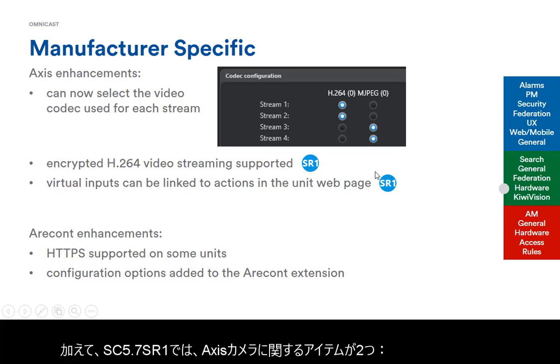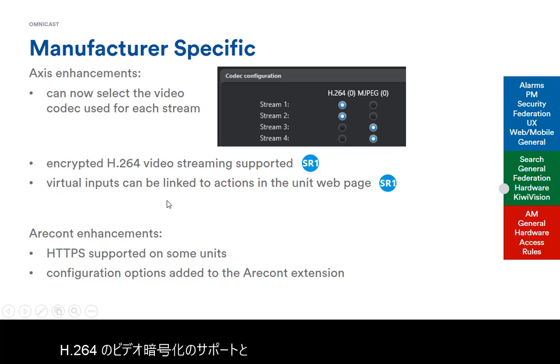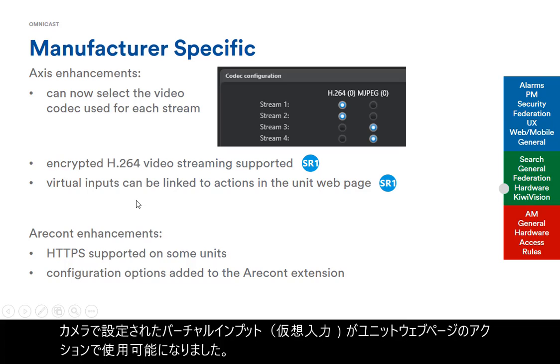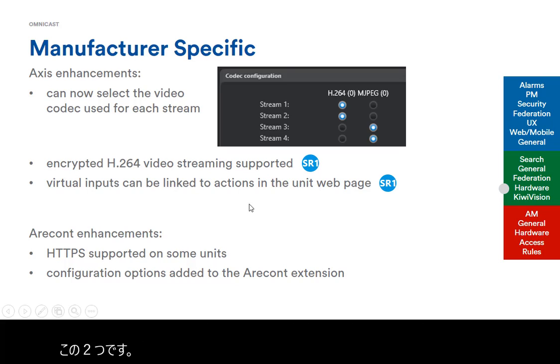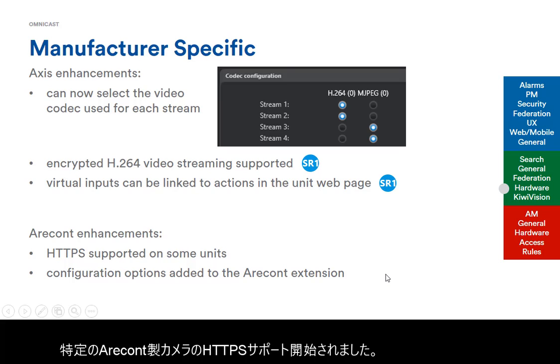As well, in SR1, we've added 2 new things for Axis. We've encrypted the H.264 video stream, and as well, if there are any virtual inputs that are set up on the camera, those can be linked to actions in the unit web page. So that's something else that we're supporting here now. Looking at AirCont, we now support HTTPS on some units, and this is something you'll have to set up in the AirCont extension options.